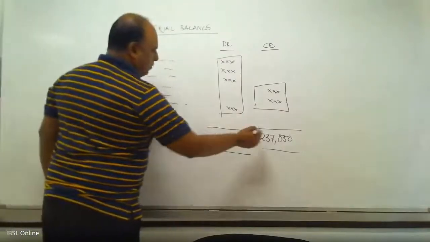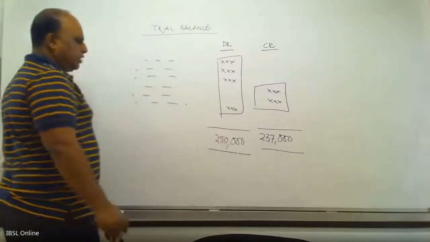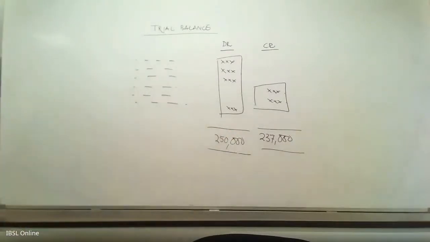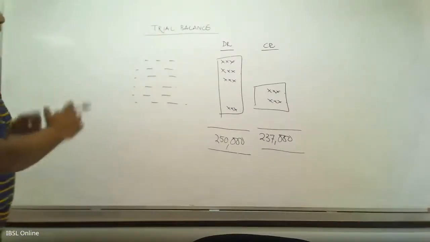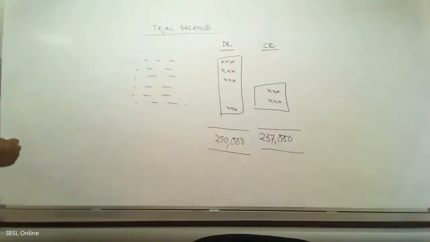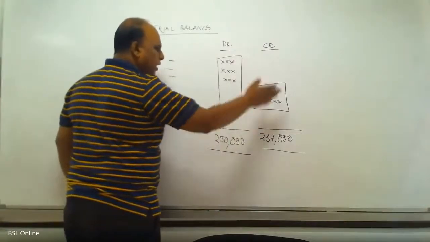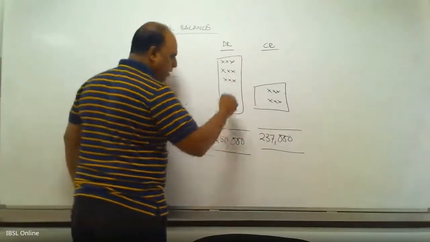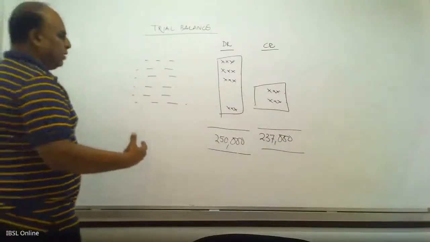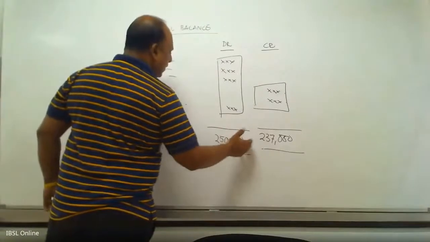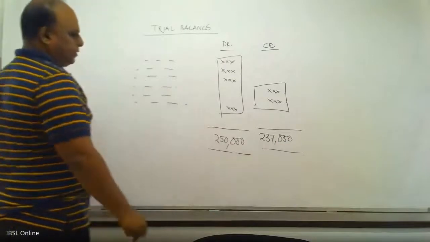Now you know the difference is 13,000. 13,000 means 3 plus 1, 4, so it's not a transposition error. There is something else, and when you go into detail, you are still unable to identify it. Now this is my trial balance position. But I can't just keep it like that without proceeding further, because I need to get from here to the financial statement preparation, and then I have to find out somehow what the reason for this difference is. And if there is an error, I have to rectify that.